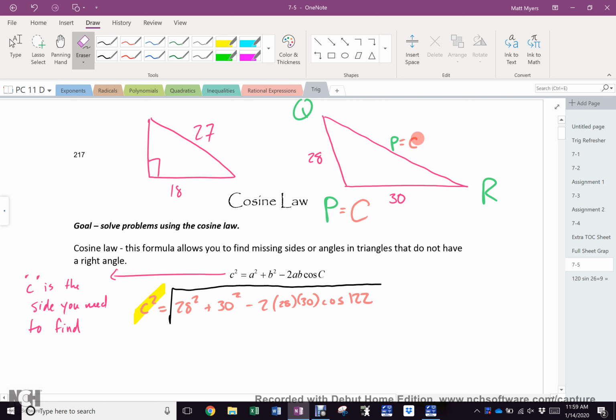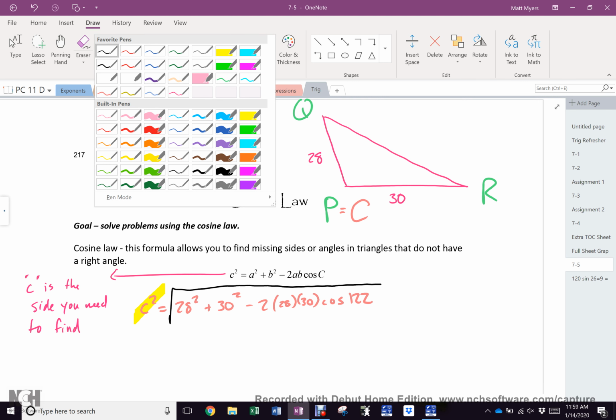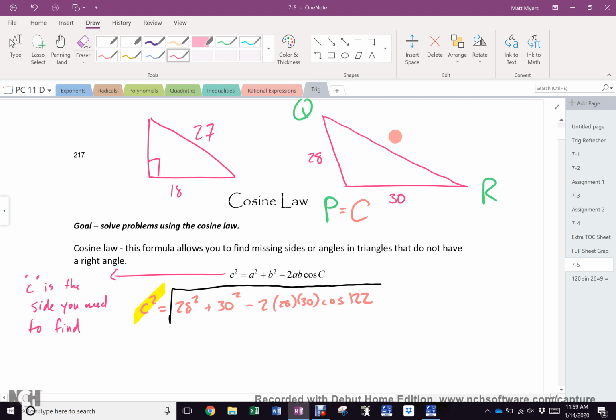Like, what if I told you this side was 52, and it's still PQC, or QPR. Yeah, I must have to isolate the C, right? So if this is the angle I need, I make that big C, no matter what the letters are. And I just go from there.